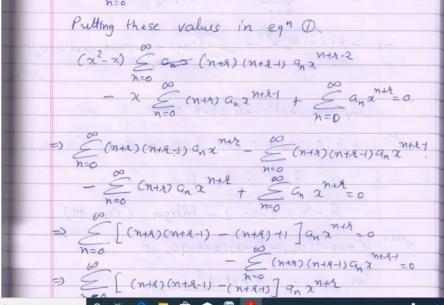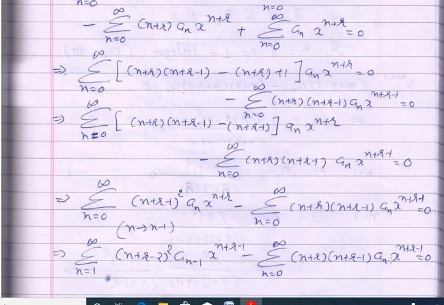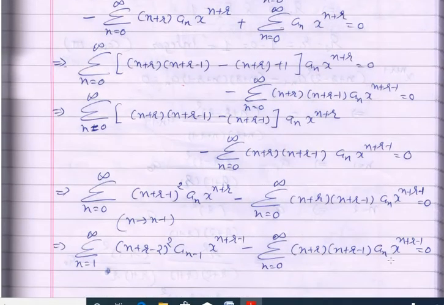Now what we have done is we are going to combine the terms of x raised to n plus r. So these 3 terms will be combined. So a n x raised to n plus r common out, and you will have n plus r into n plus r minus 1 minus n plus r plus 1 into a n x raised to n plus r. The other term remains as it is.